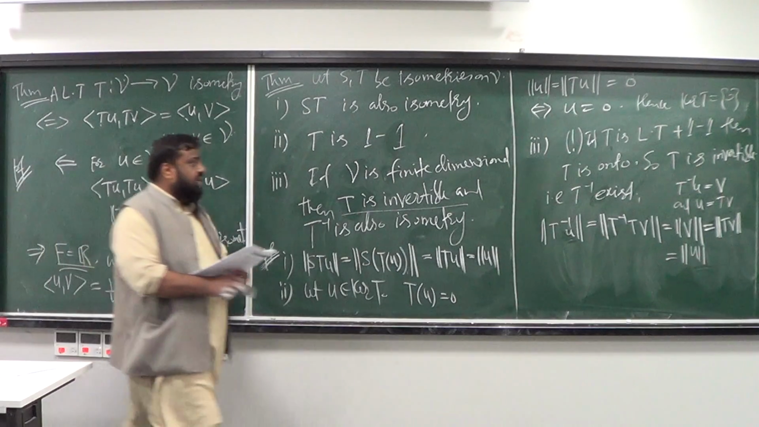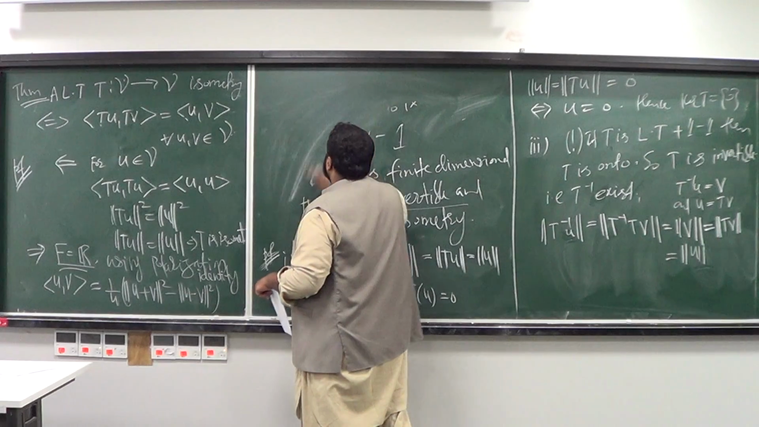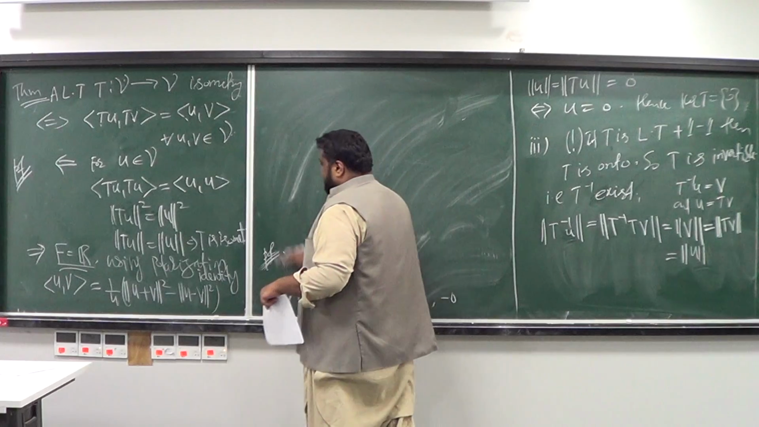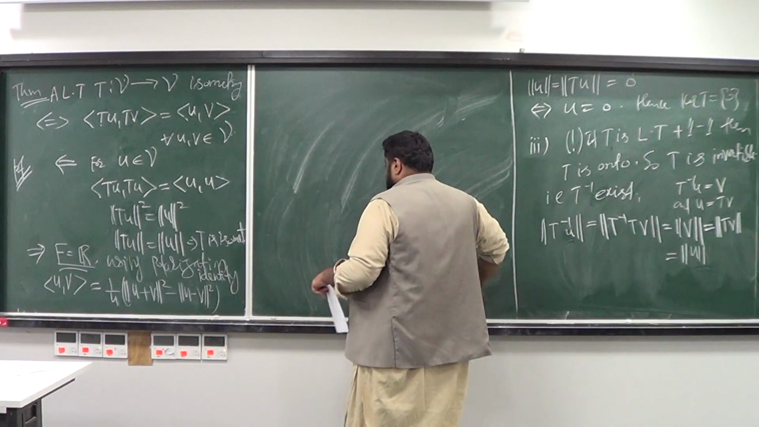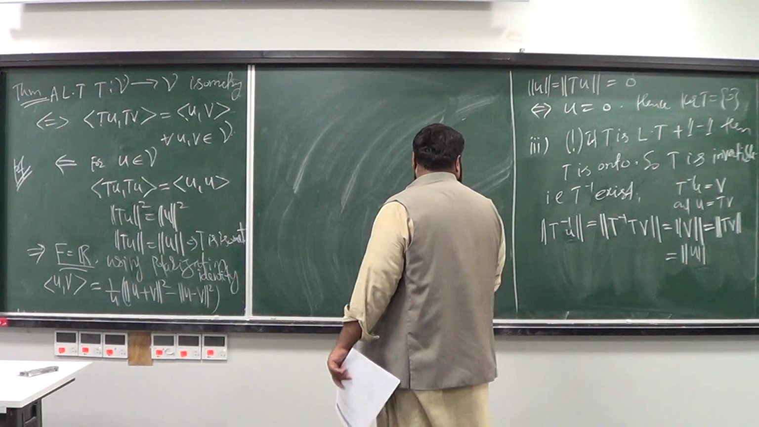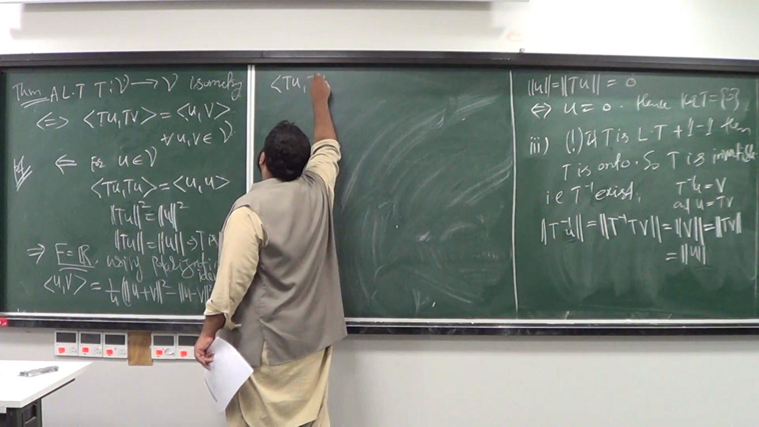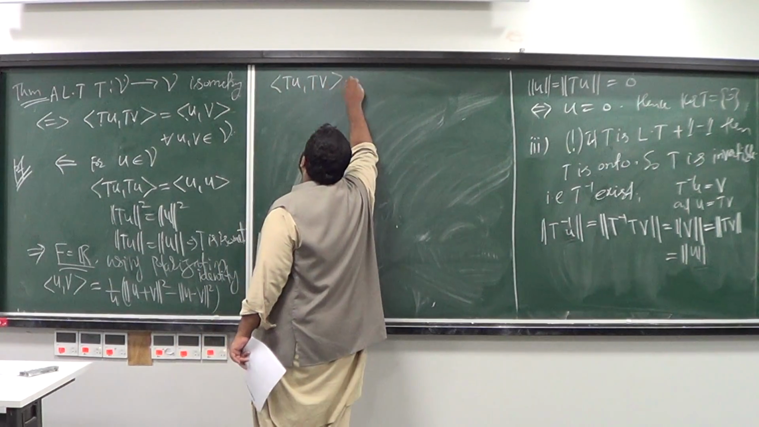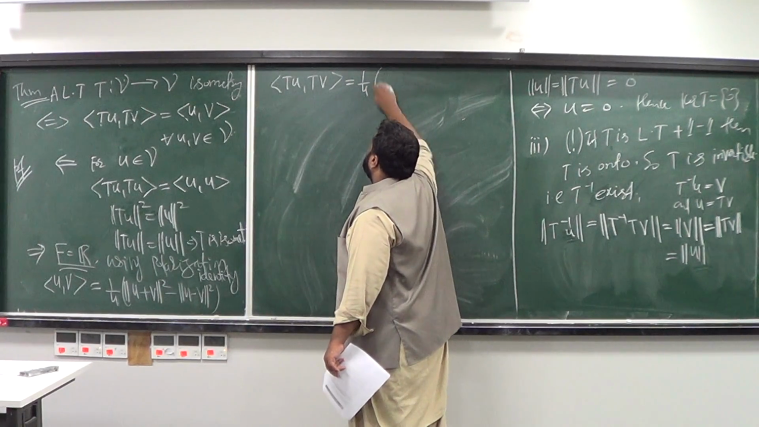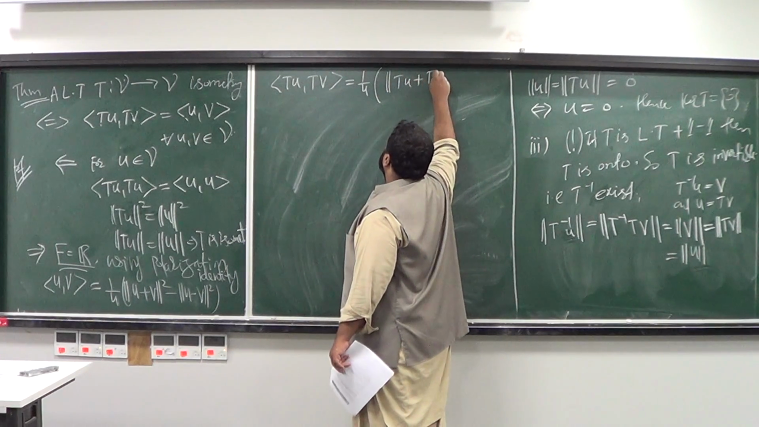So let's apply this polarization identity, replacing U and V by TU and TV. We recalled our polarization identity, and now let's apply it for TU and TV. Then by the polarization identity, this will be equal to the norm of TU plus TV squared.